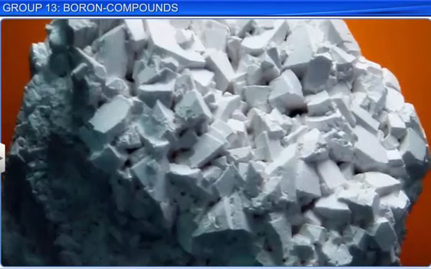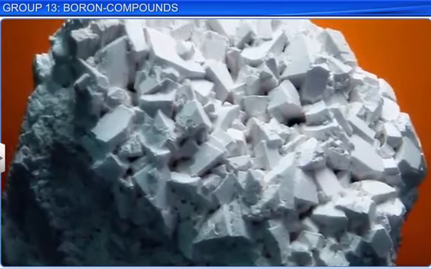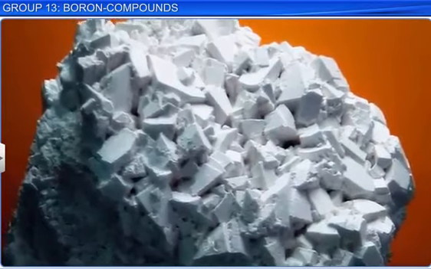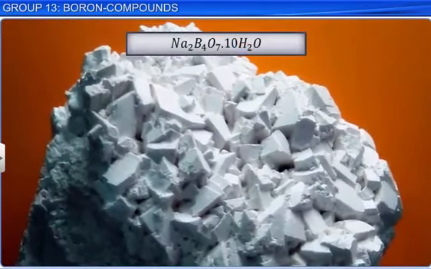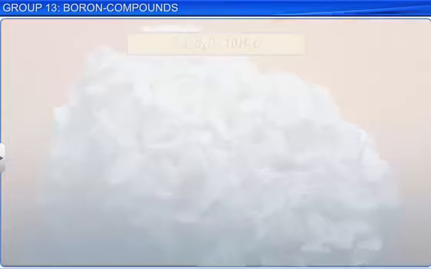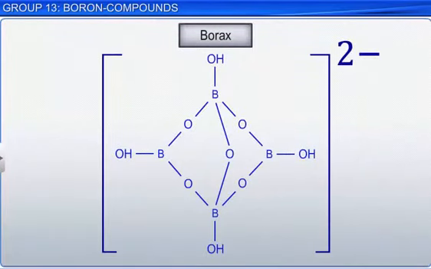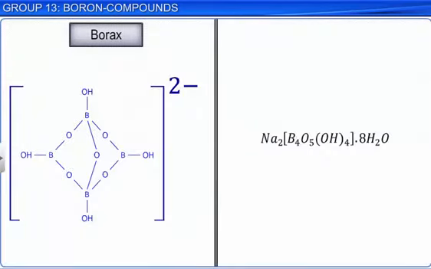Found as a white crystalline solid, as shown in the photograph, borax is a decahydrate of sodium tetraborate that you see here. Borax actually contains the hydroxyborate ion tetranuclear units, illustrated here. Hence, the correct formula for borax is Na2B4O5(OH)4·8H2O.